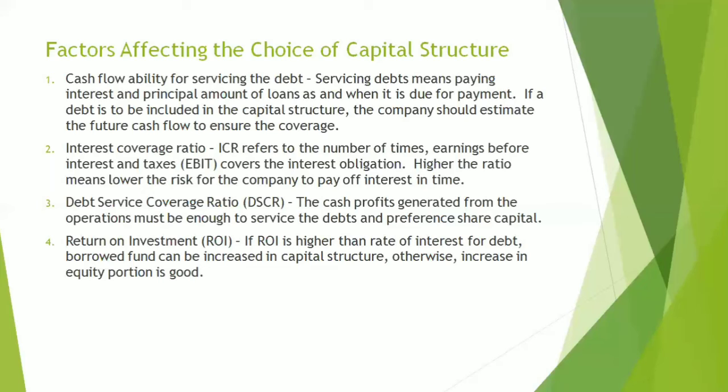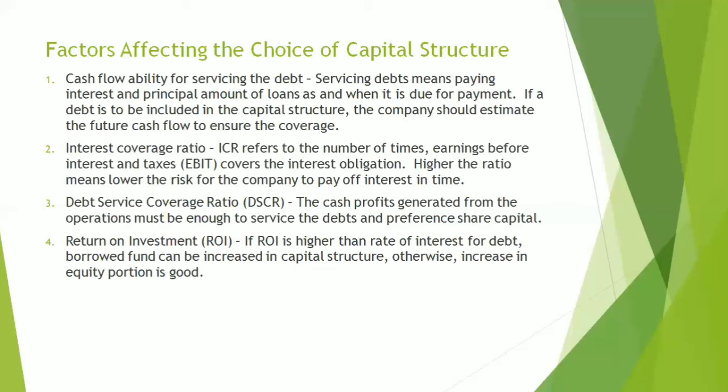The cash profit generated from the operations must be enough to service the debt and preference share capital. So this debt service coverage ratio includes not only the debenture, but it also includes preference share capital. Debt service coverage ratio takes care of the deficiencies referred to in the interest coverage ratio. In the interest coverage ratio, we considered only the debentures. But in the debt service coverage ratio, we are covering not only the debentures, but also preference share capital.